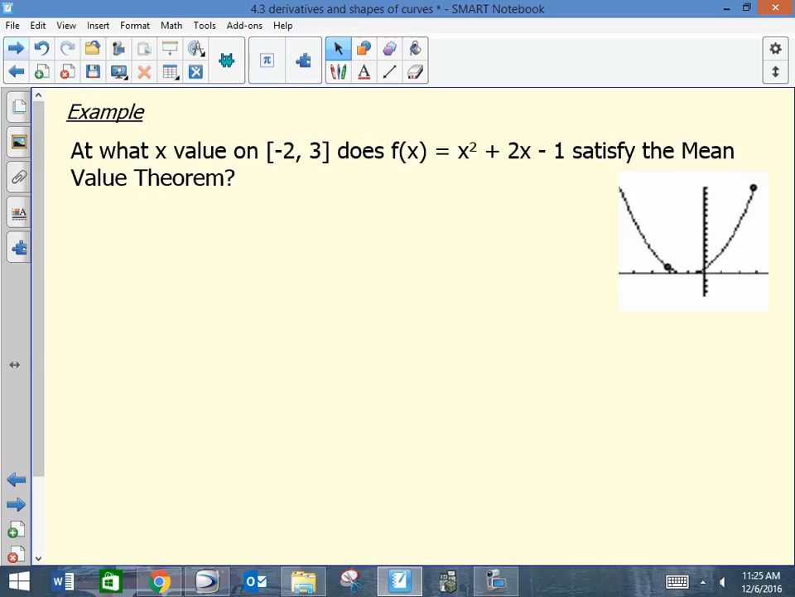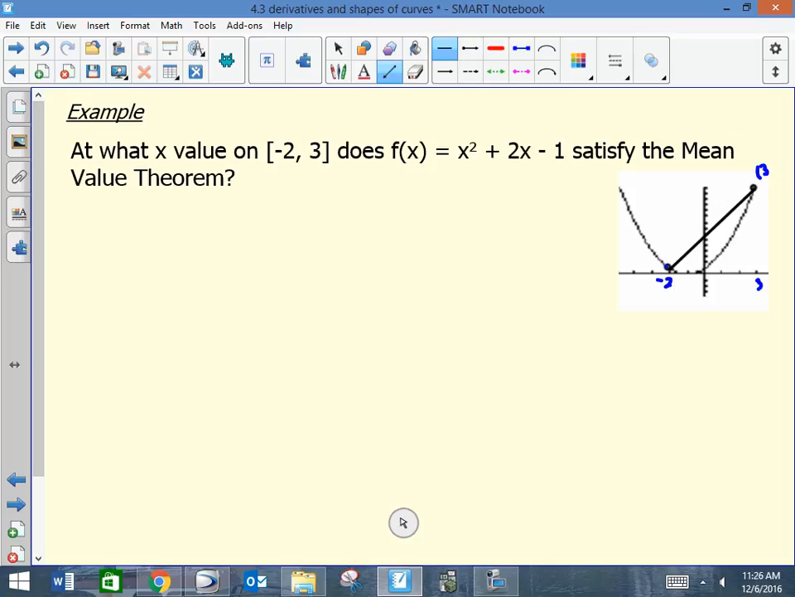All right, so let's try one, and they're not always going to call it X. They're called whatever they're going to call it, but that's the C value from the mean value theorem. Okay, at what X value on the interval -2 to 3 does f of X equals x squared plus 2x minus 1 satisfy the mean value theorem? Okay, so this is -2. I already put the dot on -2 and 3. So draw yourself a secant line between -2 and 3.